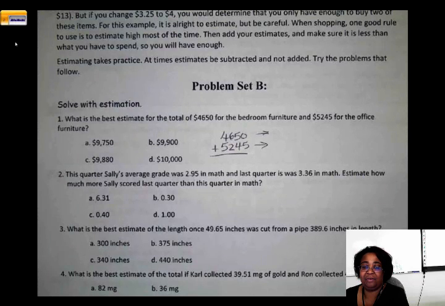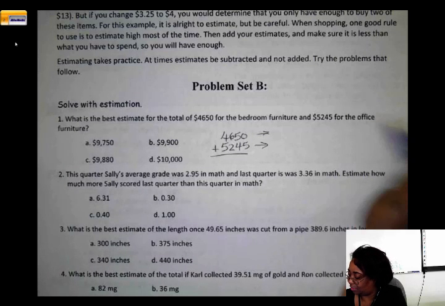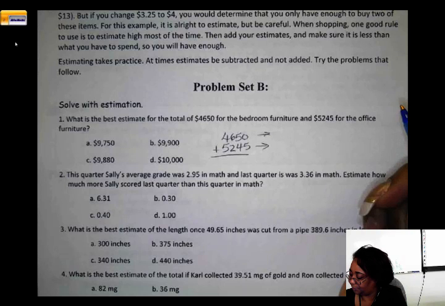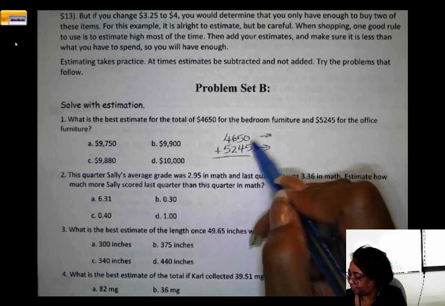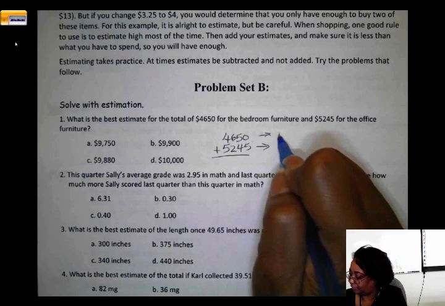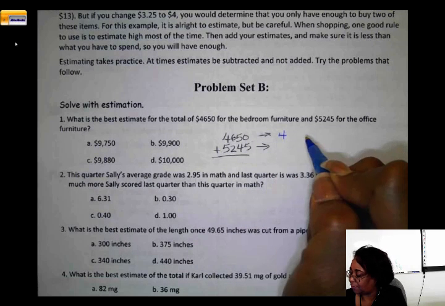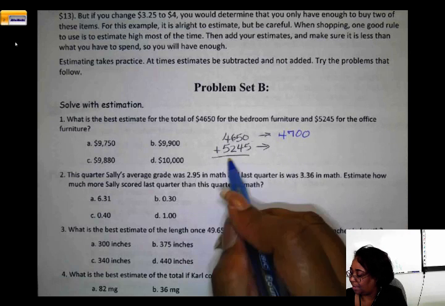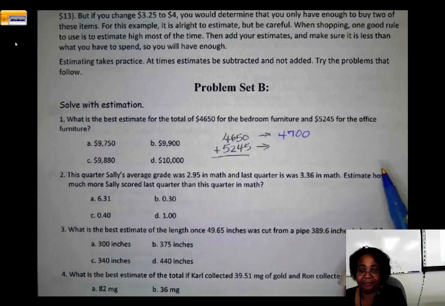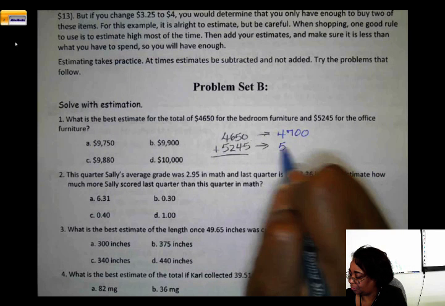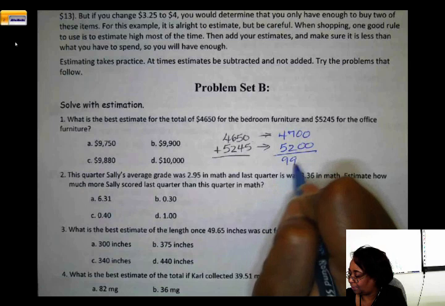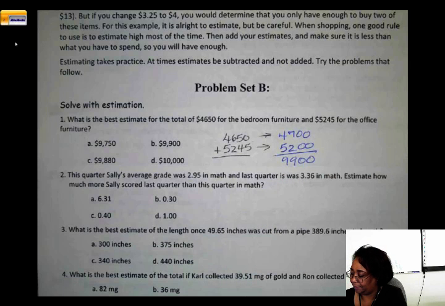How could I estimate 4,650? What would that round to or estimate to? What would this round to? Well, some people might say 4,700. What about the 5,245? 5,000 what? 200. So what do you get here? Which one would be the best estimate of that? A, B, C, or D? B.